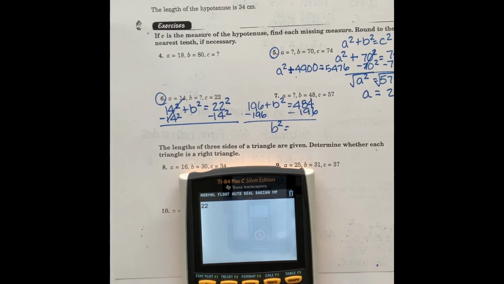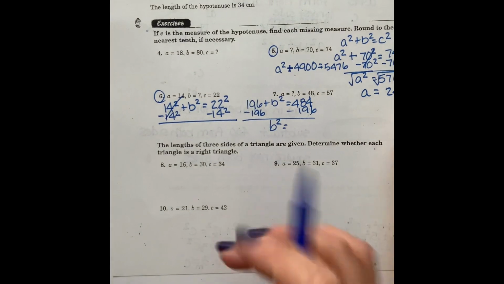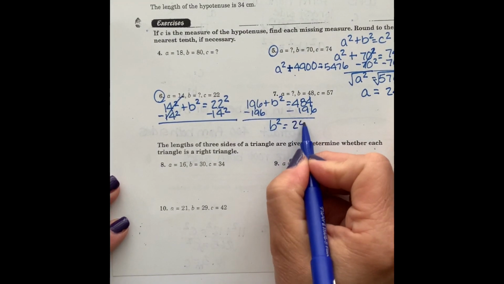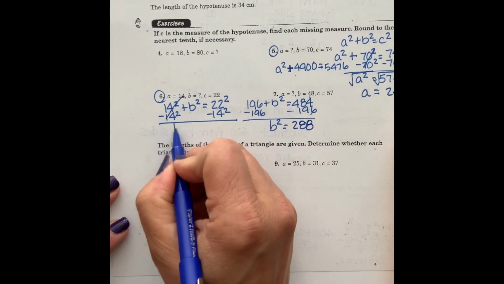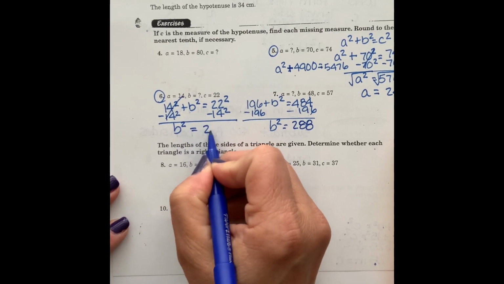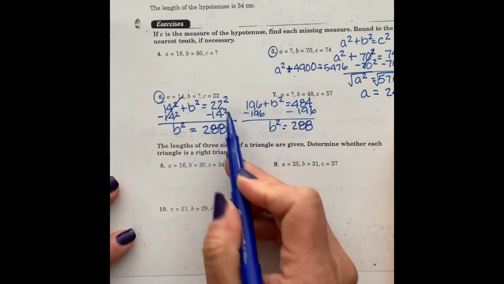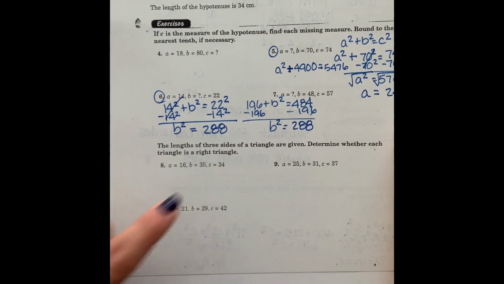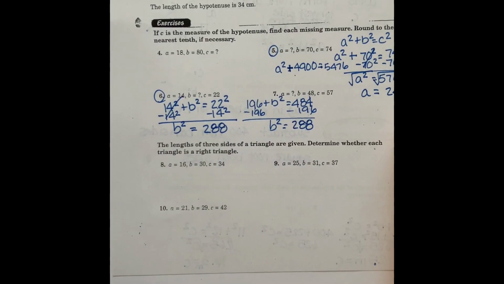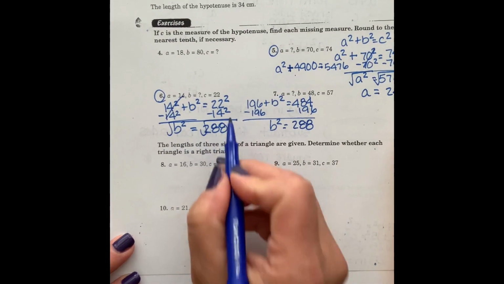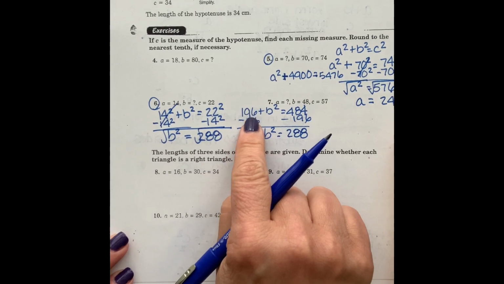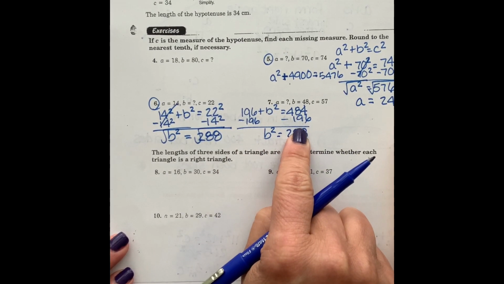22 squared minus 14 squared equals 288. If I subtract this, I would get 288. Okay, so I got B squared on this side and 288 on this side because the calculator did this part for you. So remember, don't subtract first. You have to either multiply it by itself and then subtract.